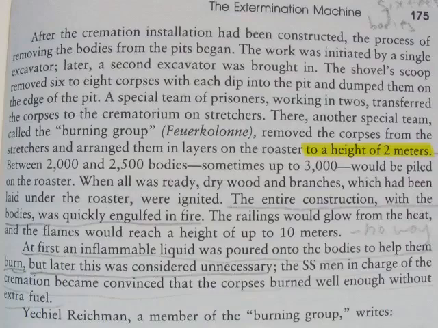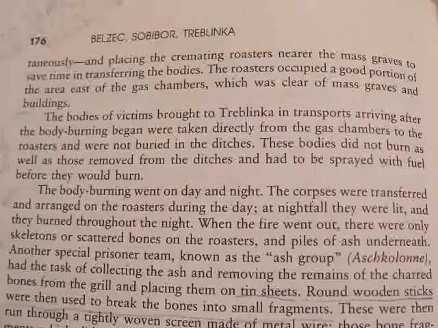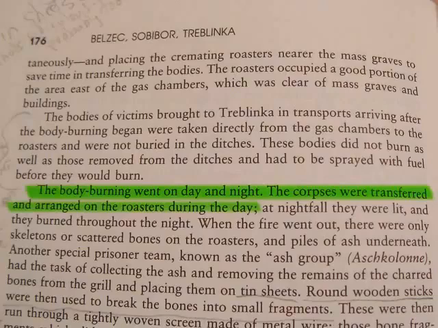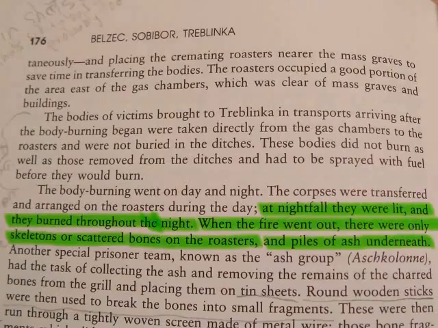Arad never mentions adding more wood to the fire, nor does he mention anyone rotating the bodies on the bottom layer with the upper layers. Rather, it's described like this on page 176. "The body burning went on day and night. The corpses were transferred and arranged on the roasters during the day. At nightfall they were lit, and they burned throughout the night. When the fire went out, there was only skeletons or scattered bones on the roasters, and piles of ash underneath."